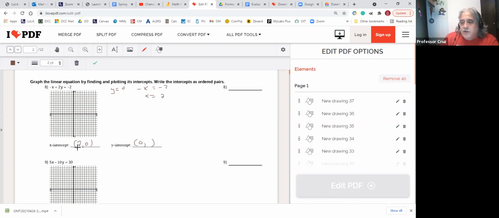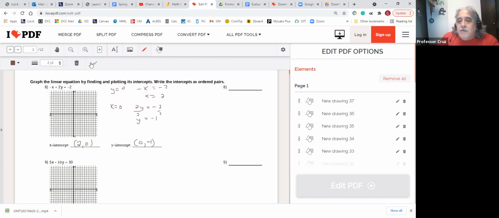All right, so that's the x-intercept. The y-intercept is just the opposite. It's when x is equal to 0. So that means this is going to be gone, and we're just left with 2y is equal to negative 2. All right, so there's the x and y intercept.